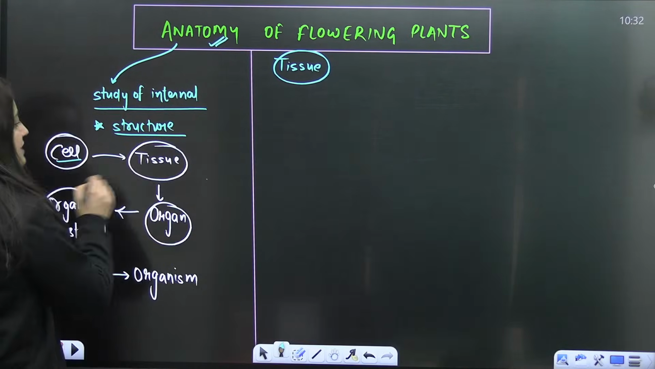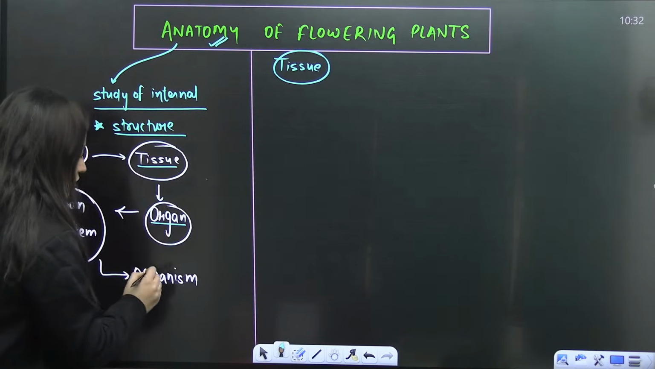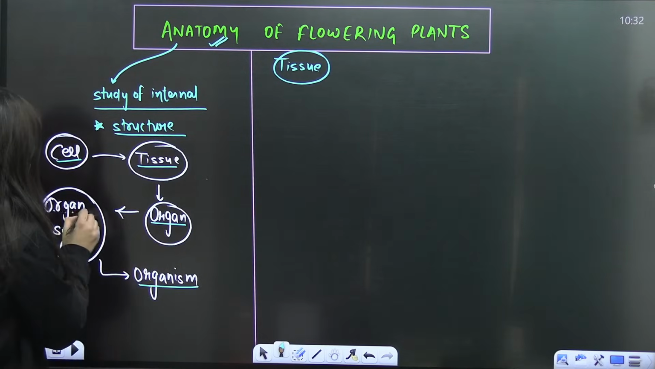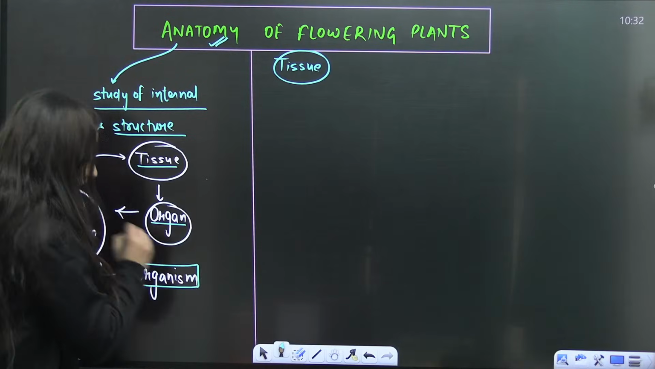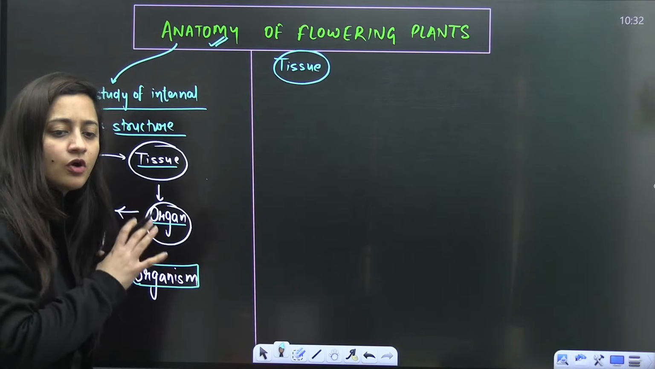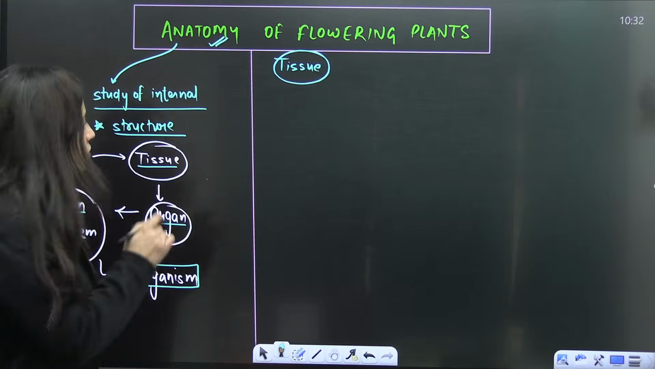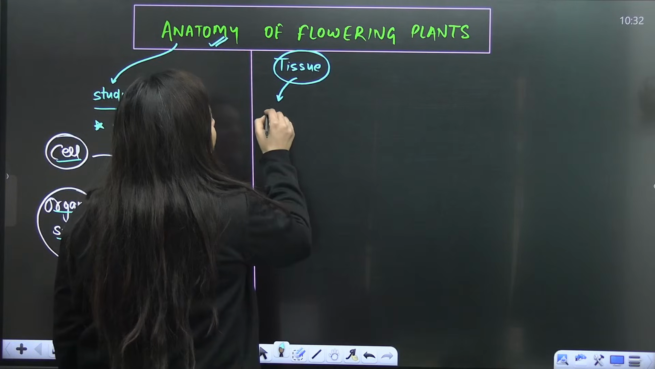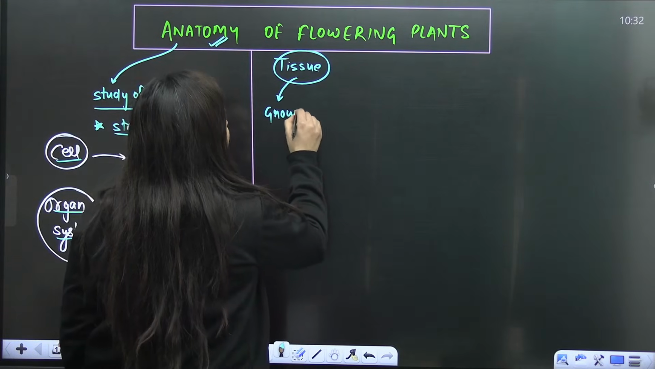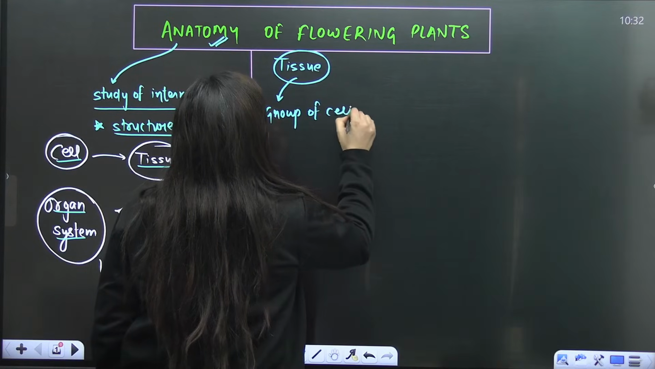So we have the cell. The cell is forming the tissue. Tissue is forming the organ. Organ is forming the organ system. And then finally there is an organism. This is the hierarchy that we know when we talk about the living system. Now when you talk about the tissue, what exactly is a tissue? A tissue is a group of cells.